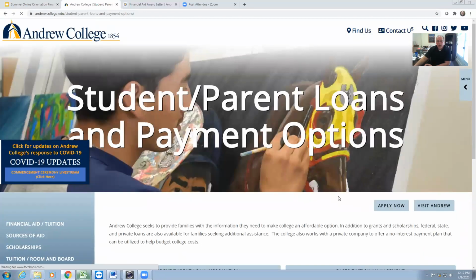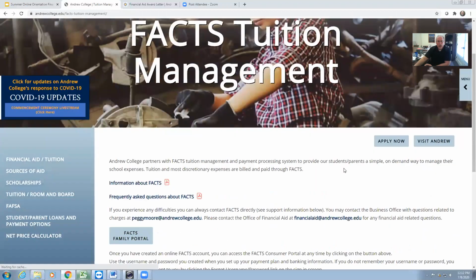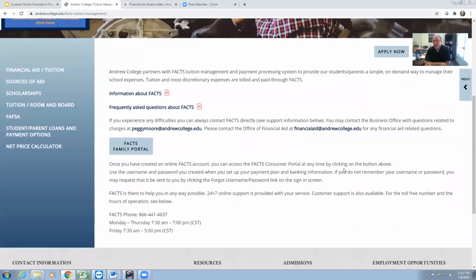Back here to loan and payment options, and then we'll look at FAFSA tuition management. FAFSA is a private company that we work through. They will do billing in monthly increments. So what you may want to do, for example, once all financial aid awards are listed, let's say you owe $2,000. You may decide to do a PLUS loan. You may decide to pay that out of pocket. You may decide to do the FAFSA management program.